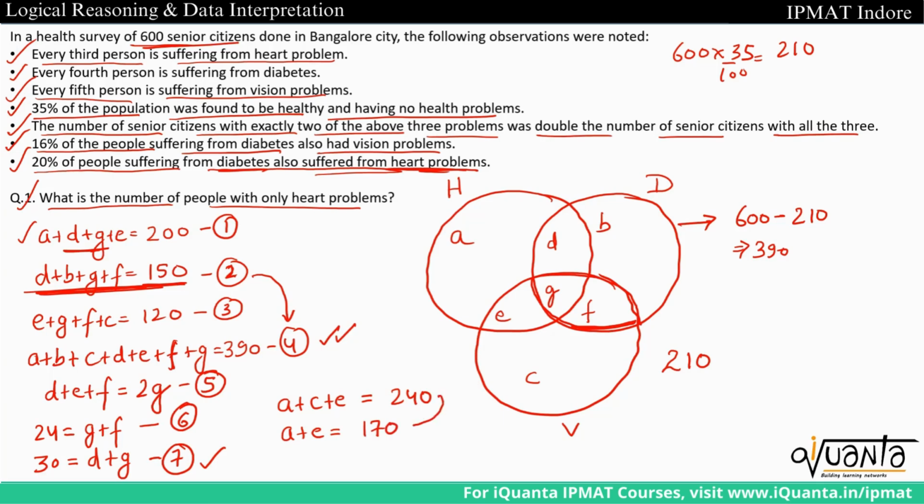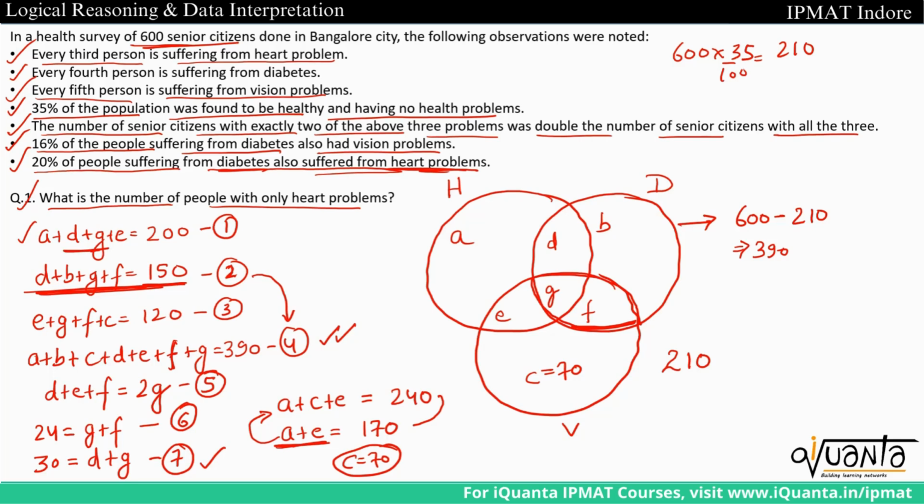So now I have these two equations. I know the value of A plus E. If I put it into this equation, I'll be getting the value of C, which will be equal to 70. So let me put C equal to 70 in the diagram. So now I have the value of C.